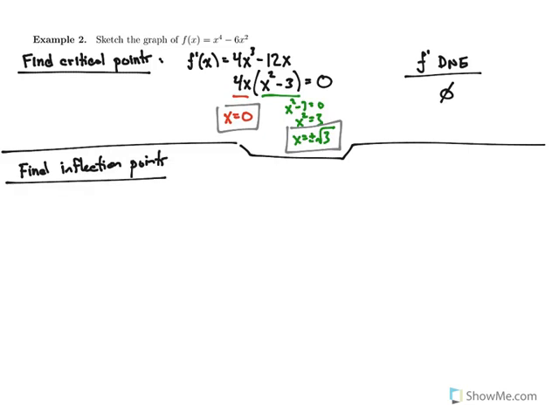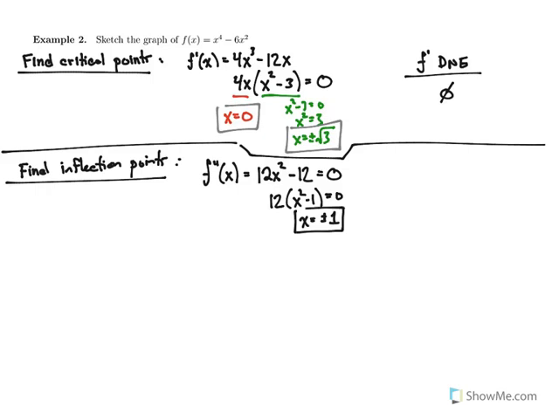So to find the inflection points, we're going to find the second derivative, which is going to be 12x squared minus 12. Set that equal to 0. Factor out a 12, and we get x equals positive negative 1 from x squared minus 1. So those aren't necessarily the inflection points, but they're possible inflection points.